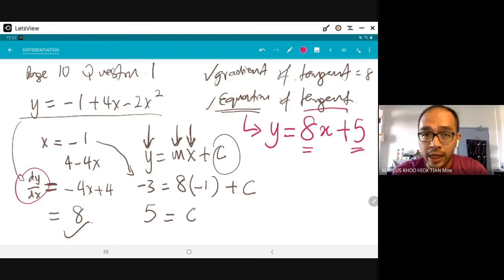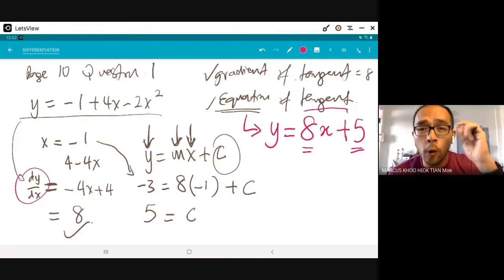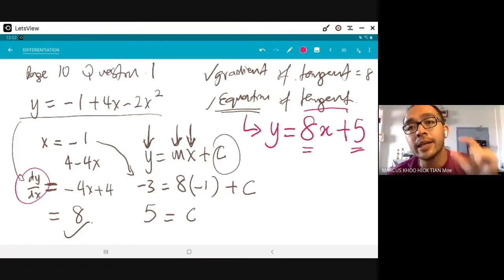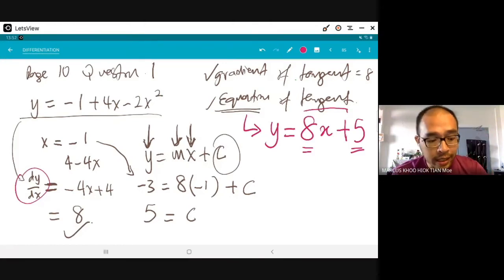Okay, nanti kita akan belajar sekejap lagi normal lah. Tapi actually normal pun kau sepatutnya tahu sudah. Okay, I just want to refresh you. So the only thing that is different in this particular section is kita menggunakan dy dx sahaja. Everything else is the same since last year we studied coordinate geometry. Okay, how to find the gradient, how to find the y-intercept, always the same.